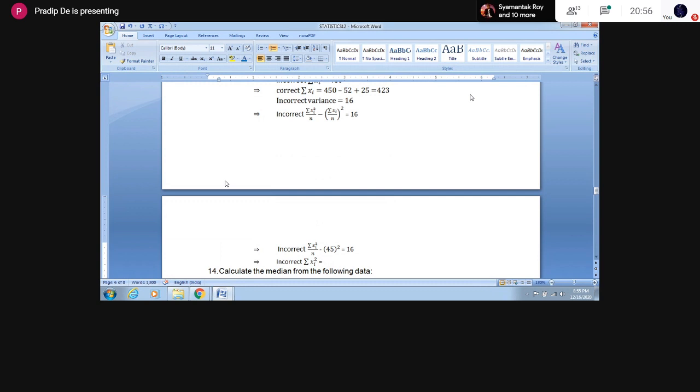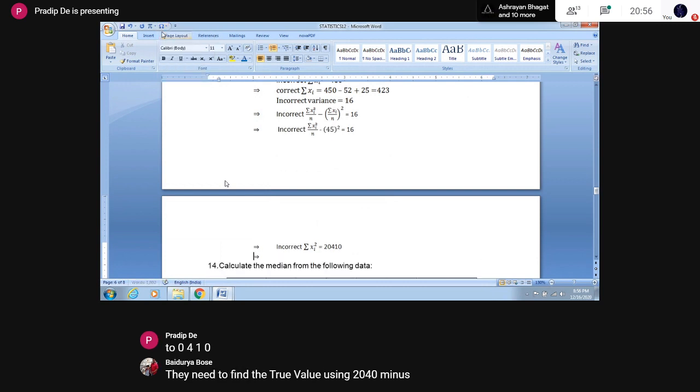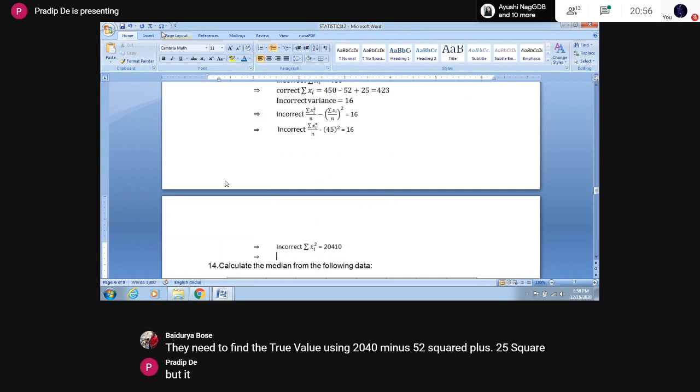So what is the incorrect value of sigma xi square? So 20410. Then you have to find the true value using 20410 minus 52 square plus 25 square. Correct sigma xi square.